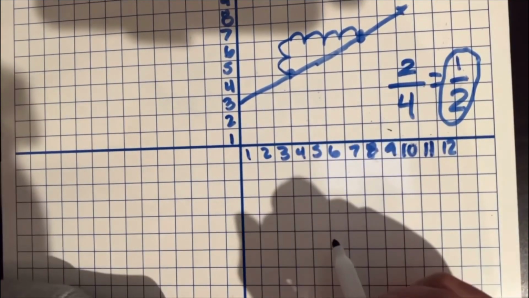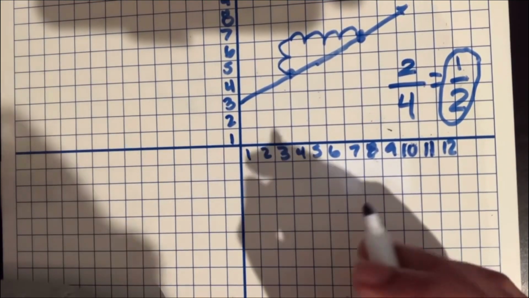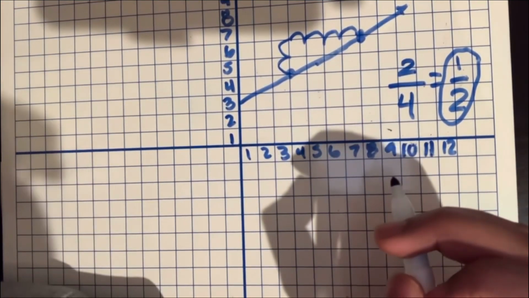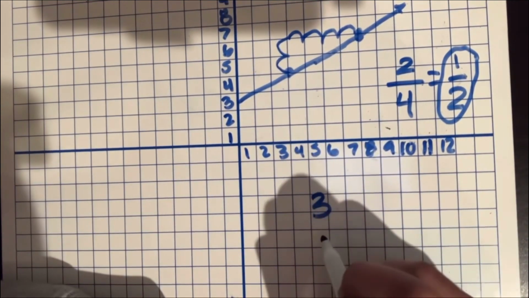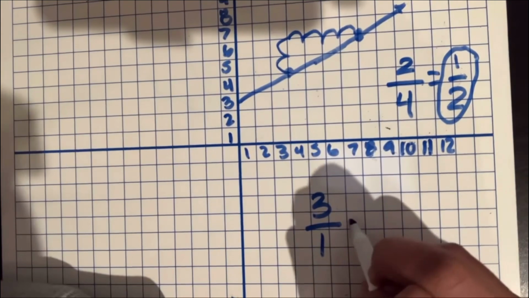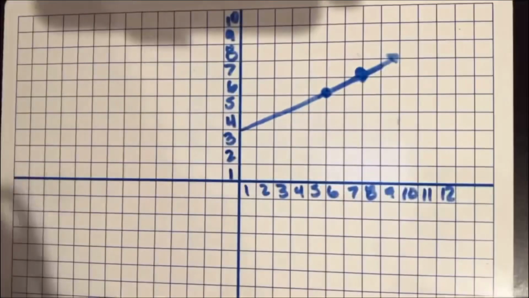Slope can also be written as a whole number. For example, if you rise 3 units and only run 1 unit, then it can be simplified to a whole number. So we can count the change in y, also known as the rise, and the change in x, also known as the run. Let's try it out.